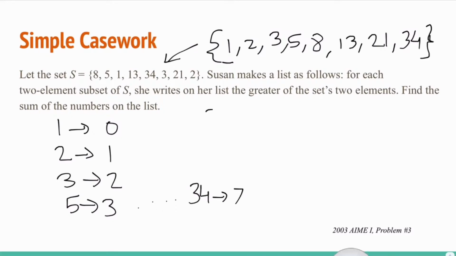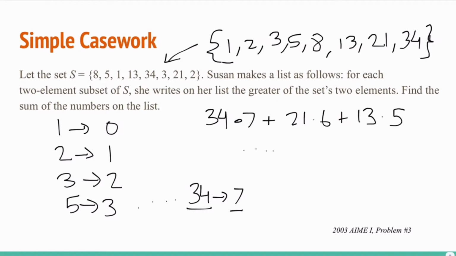So we can just multiply each number by the number of times it comes up, which is 34 times 7 plus 21 times 6 plus 13 times 5, all the way to plus 2 times 1 plus 1 times 0, which equals 484, which is our answer.